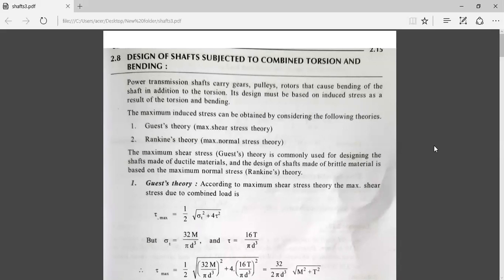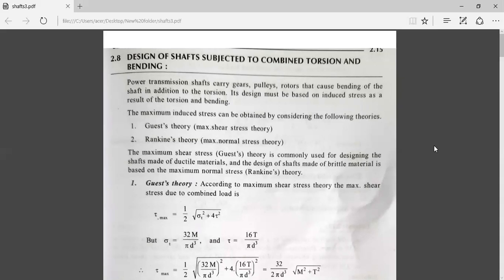I am again repeating, the shaft is a rotating element, that's why it is subjected to torsional effect, and at the same time bearings, gears and pulleys are located on the shaft. For that reason bending load also applies on the shafts. So while designing a shaft, we are considering torsion and at the same time bending also, right?